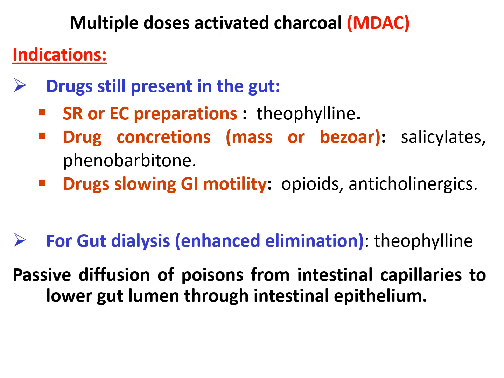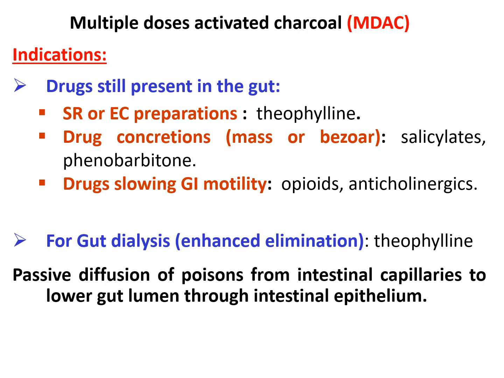Another way of using multiple doses of activated charcoal, not only as a method of decontamination, is as a method of enhanced elimination to remove the toxin from the blood and get rid of it outside the body. The example for this method of enhanced elimination is gut dialysis. What is meant by gut dialysis? It means that some toxins have the criteria to passively diffuse from the blood through the intestinal capillary wall and intestinal epithelial wall to be excreted in the lower gut.